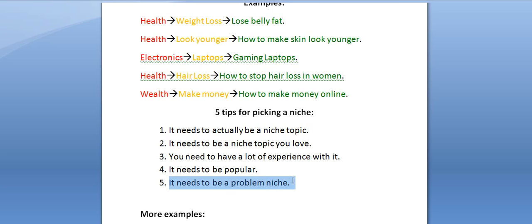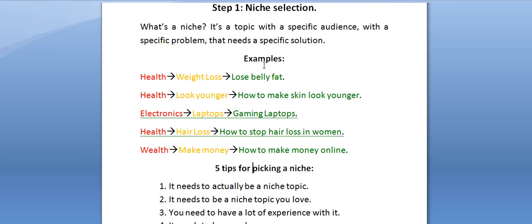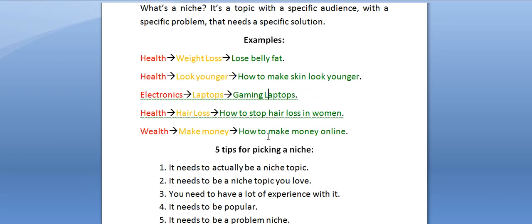And it also needs to be a problem niche. Now, what that means is the niche itself has to basically talk about a problem that people have. So, as I said in the beginning of this video, it's a topic with a specific audience with a specific problem that needs a specific solution. So, all these green things over here are topics where people have issues. They need to know what the best gaming laptops are. They need to know how to stop hair loss if you're a woman, how to make money online, how to make the skin look younger.